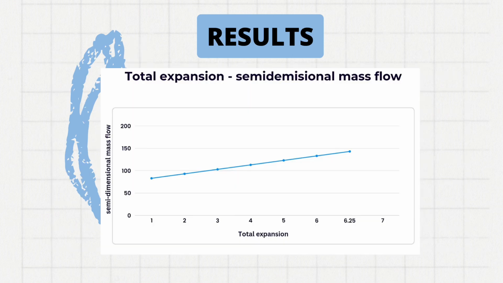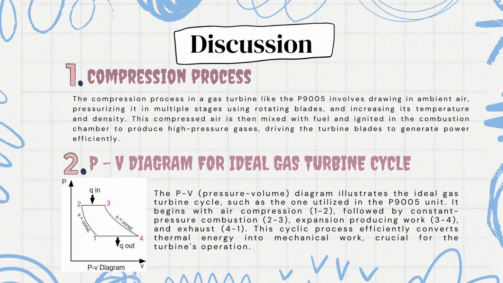Here is the results. After some calculation, for total expansion ratio, we got 6.25. Meanwhile, the semi-dimensional flow, we got 142.54 bar. As shown at the screen, the graph we get is a straight line, same as theory.